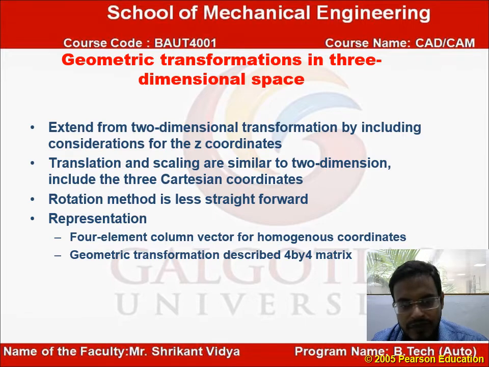The representation of the 2D transformation is usually by a 3 by 3 element matrix. But in this 3D transformation, the matrix is 4 by 4. So we are additionally adding a third coordinate, the z coordinate, and we are representing the matrix by 4 into 4.